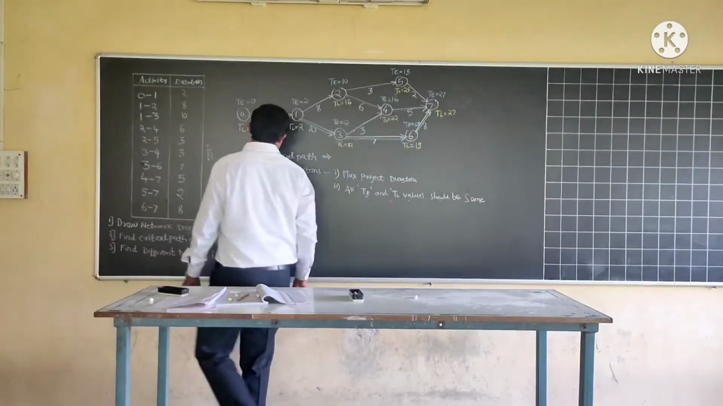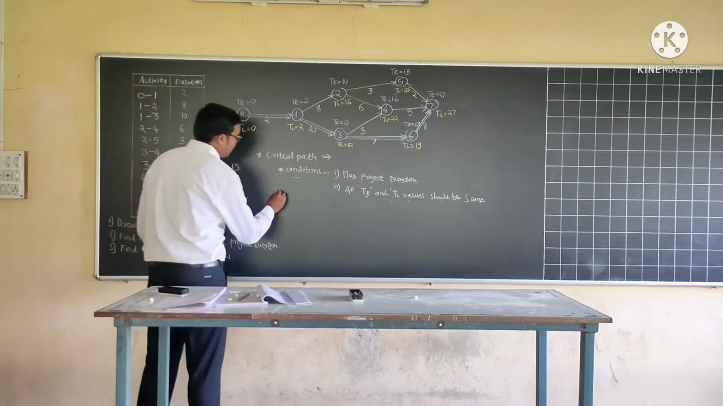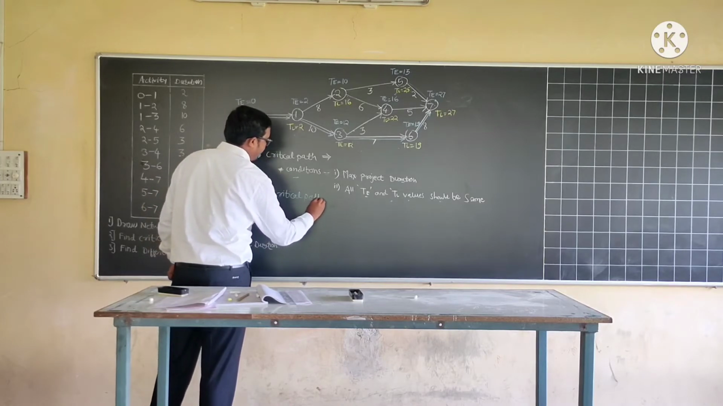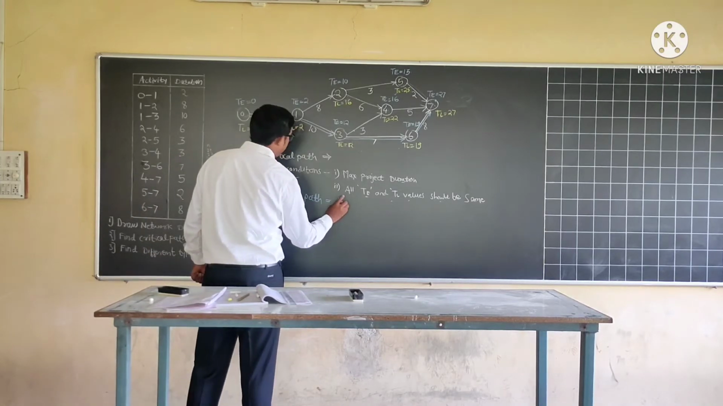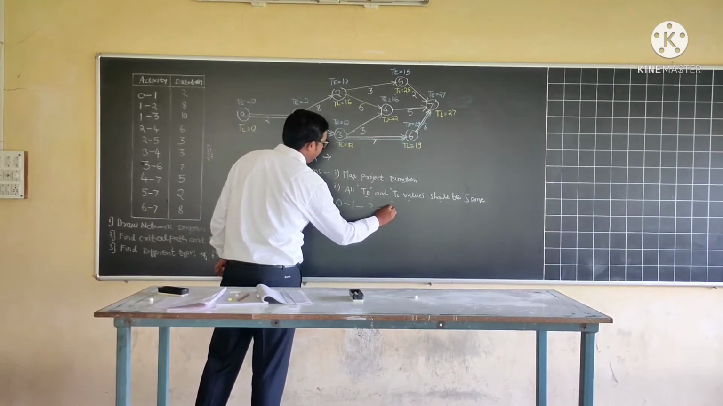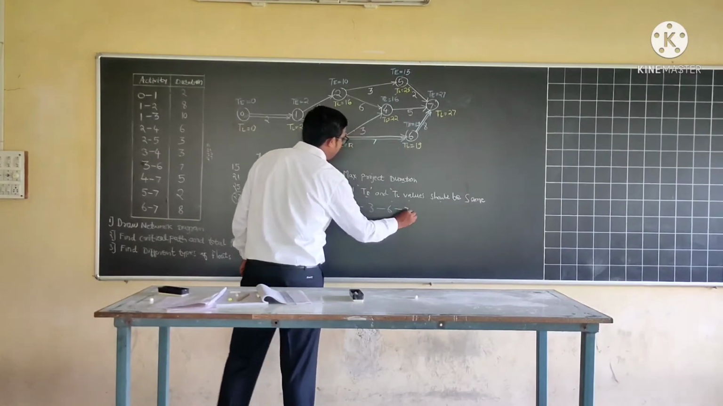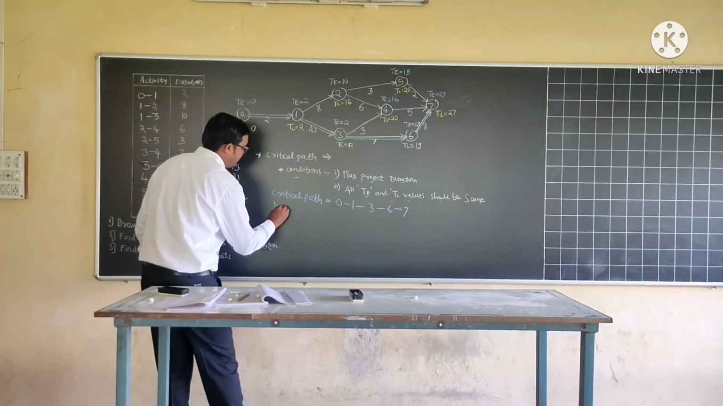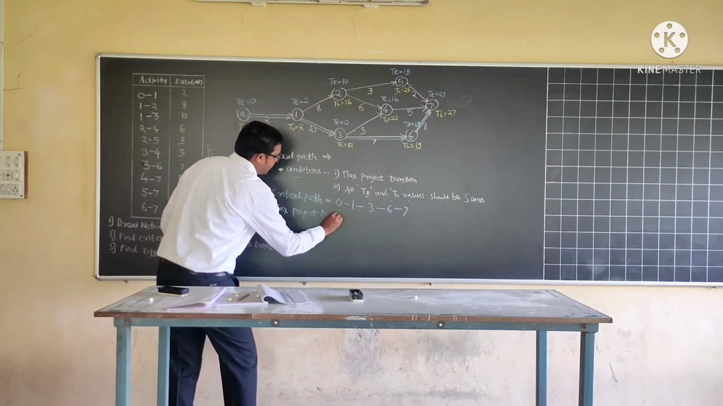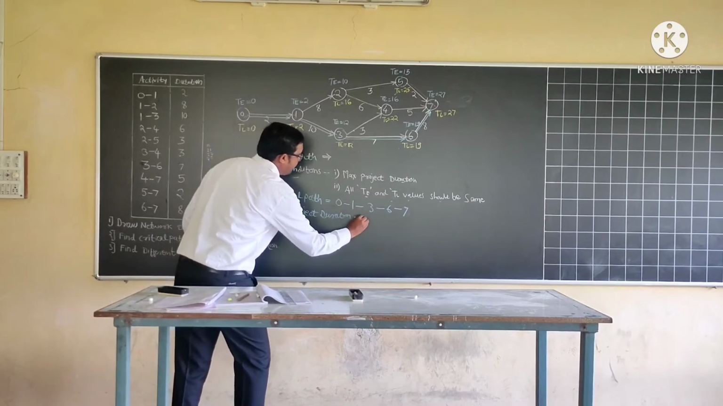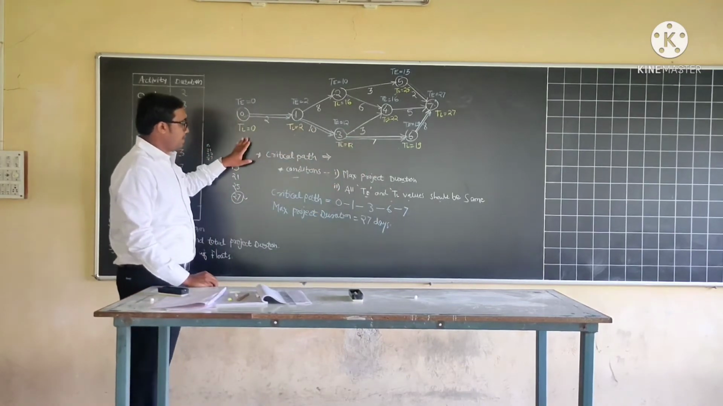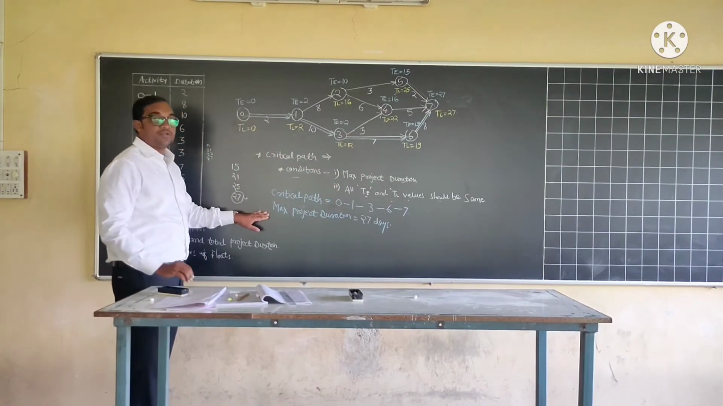So the double line shows the critical path. The critical path is through events 0 to 1, 1 to 3, 3 to 6 and 6 to 7, and the maximum project duration is equal to 27 days. So in this way, the critical path and the maximum project duration are calculated.